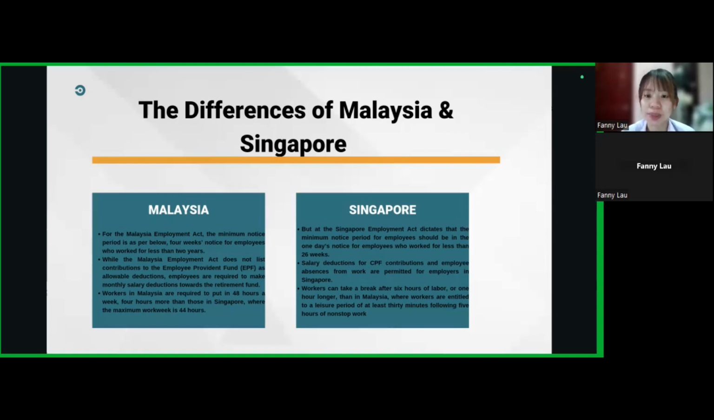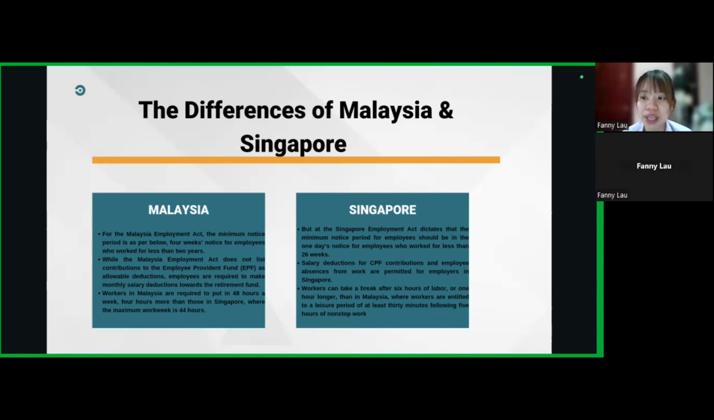So I will explain a little about the differences between Malaysia and Singapore below. For Malaysia, the minimum notice period is as follows. Four weeks' notice for an employee who has worked for less than 2 years. And the second one is 6 weeks' notice for an employee who has worked for 2 years or more but less than 5 years.